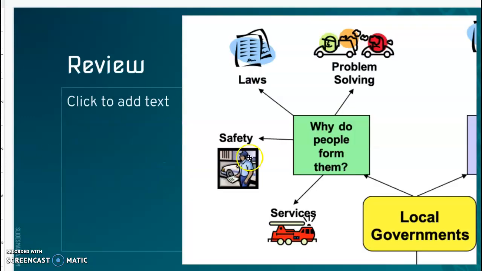Let's review. Why do people form governments? Well, we form governments for four different reasons. Services: the government provides us with services such as snow plowing. Safety, to help keep us safe. Laws, because everyone needs laws. And problem solving, because sometimes there are problems that we need solving, and the government is able to help us do that. We cannot solve them on our own.